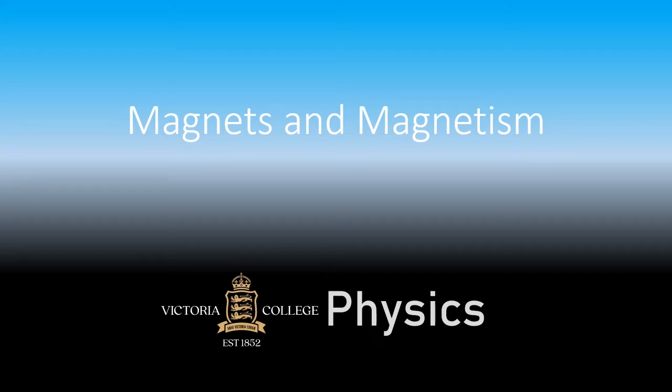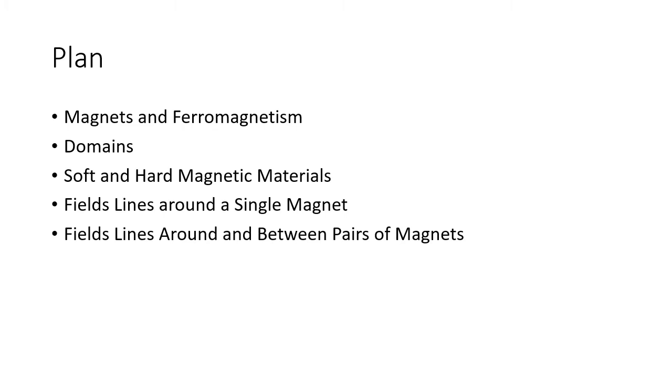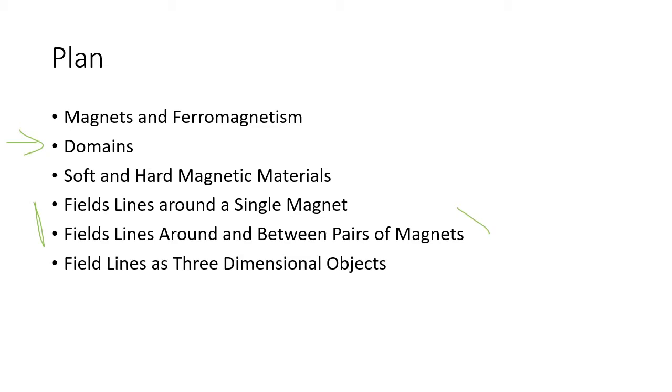So we're going to have a look today at magnets and magnetism. My plan is that we'll have a look at the idea of magnets and the idea of ferromagnetism. We'll talk about domains, which is how magnets form. We'll talk about soft and hard magnetic materials, the field lines around a single magnet, the field lines between pairs of magnets. And these two, you have to make sure that you have copies of in your notes. They are really important, so make sure they're in the notes. And I think you should really take some notes and draw some of the illustrations of domains as well. And then I'm just going to briefly talk about the fact that field lines are three-dimensional objects.